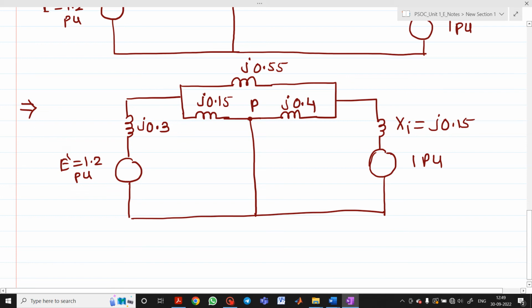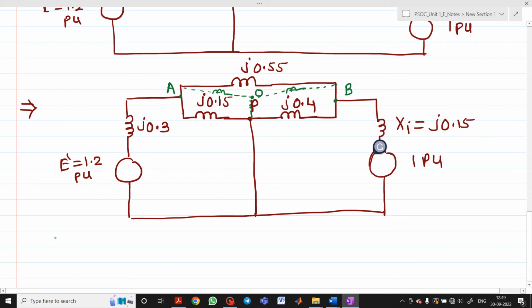Now here we have to convert first delta to star, and then we have to convert star to delta. So again I will represent this as A, this is P as it is, this will be your B. You know that you can represent it like this, converting your delta to star. So there will be one reactor here, one reactor here, and one reactor here in between. Let's say this point which is shown here is O.